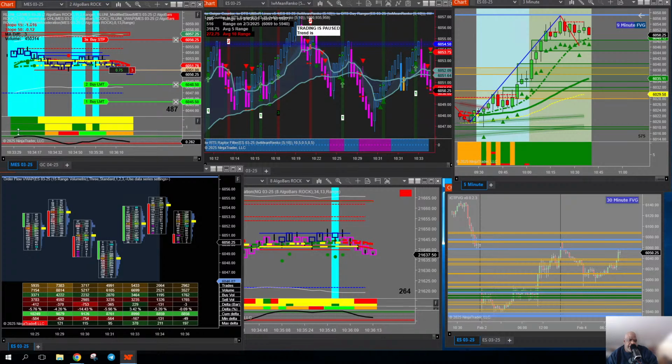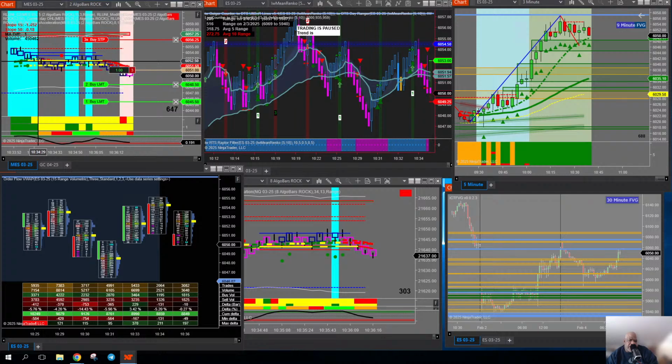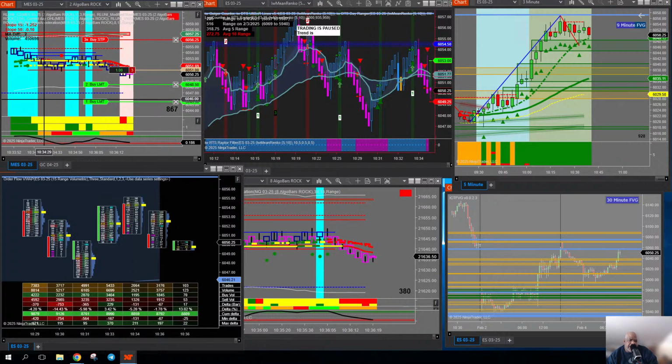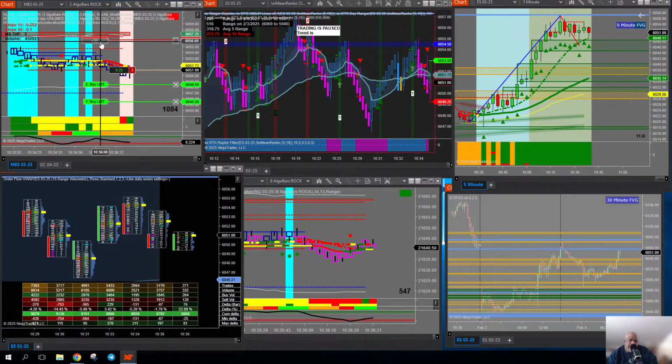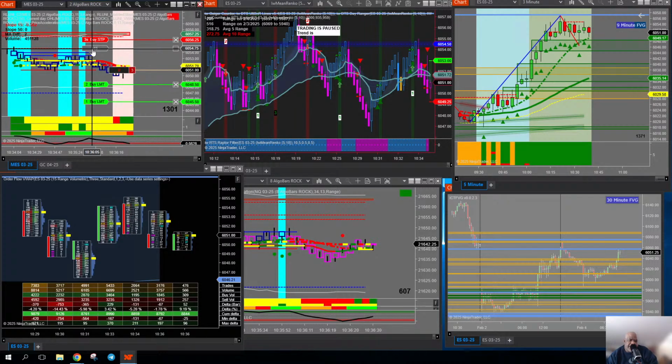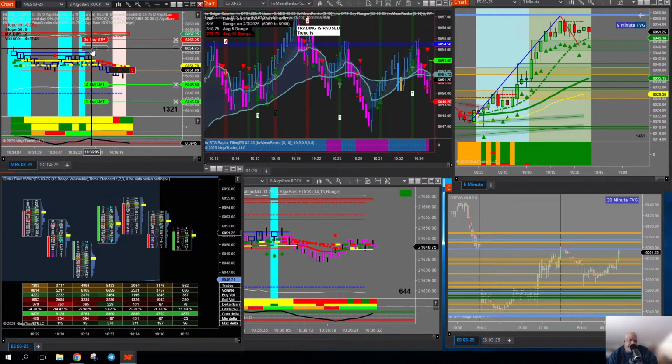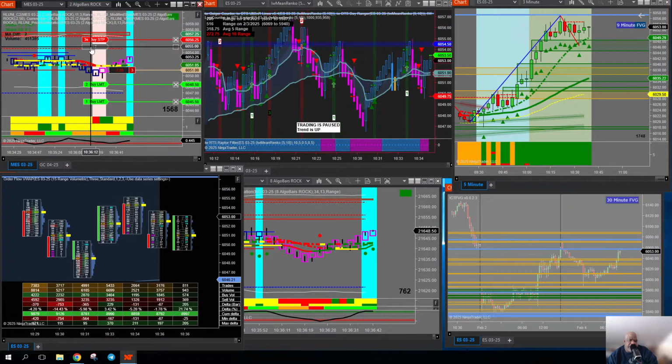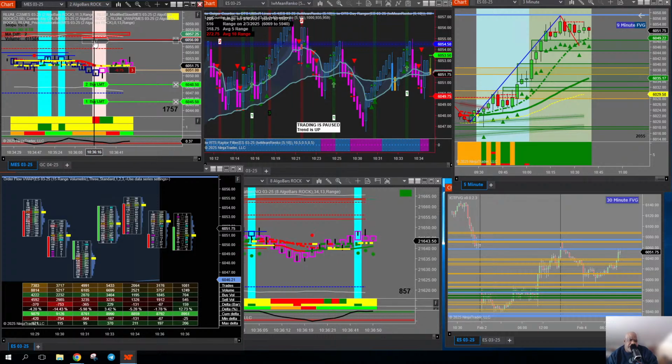Okay, we are short. Let's see if we can get to at least our first target here. So I can bring this all the way down here, because if we break this range, we don't want to be in this trade anymore. Yeah, we're going to leave this on, leave this the way it is here.